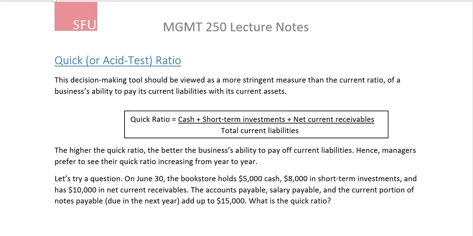A couple of ratios to finish up this chapter. The quick ratio. This decision-making tool should be viewed as a more stringent measure than the current ratio of a business's ability to pay its current liabilities with its current assets. So for the quick ratio, the only items you have up top are cash, short-term investments, and net current receivables. The main thing we've kicked out is inventory. The denominator is still total current liabilities. So similar to the current ratio, but there's no inventory included.